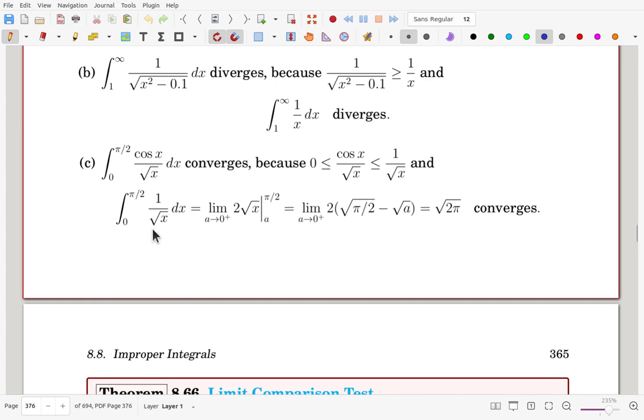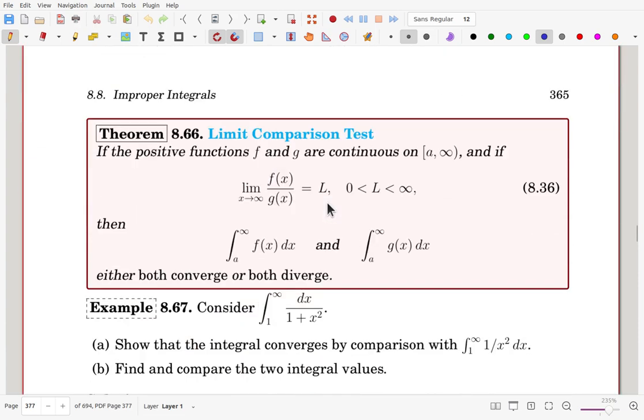Then the antiderivative of that one is given here, and we are evaluating from a to pi over 2. So we reach this term. Now take the limit, then we have a final value square root of 2 pi. So it is convergent. For this larger one, the integral is convergent, so for the smaller one, the integral should converge. Okay. Now we'll go to the limit comparison test.